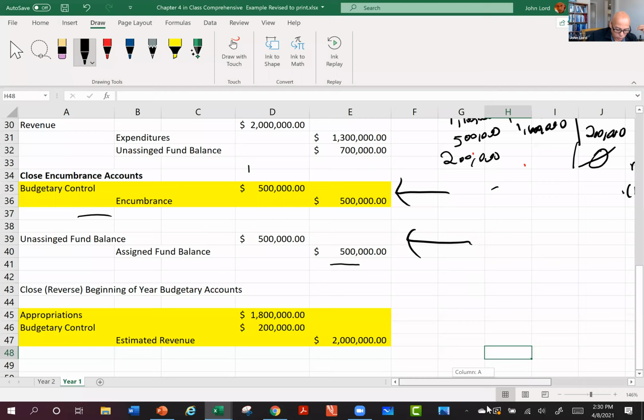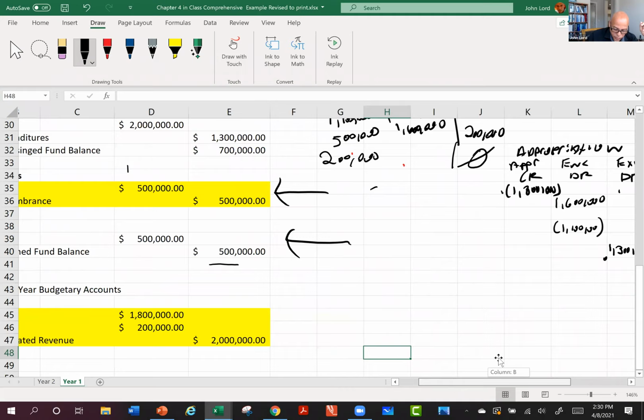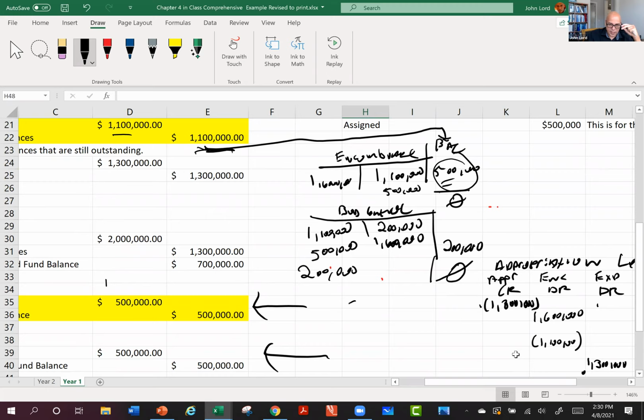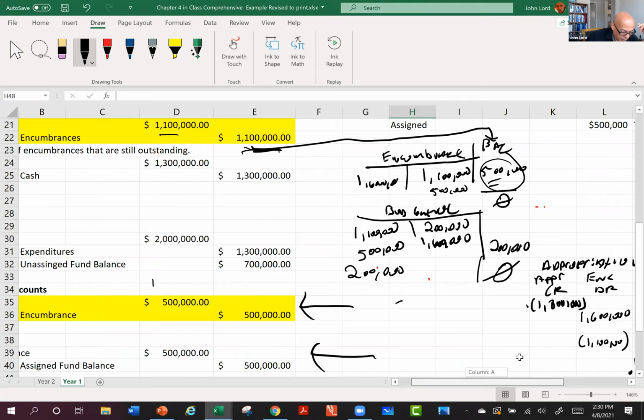Now I debited it, so that's closed out to zero. And I just proved to you that budgetary control is zero and encumbrances is zero just by following our T accounts. So all budgetary accounts have a zero balance at the end of the year. And then I go ahead and I close my budgetary accounts.